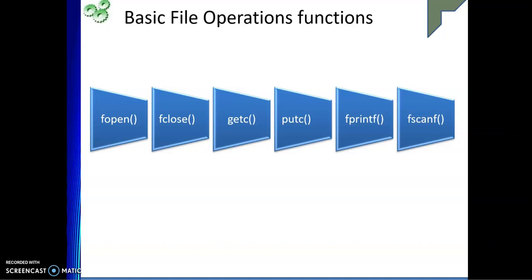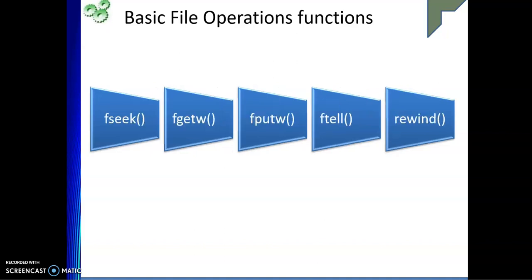We have getc and putc, in order to get a character from the file and put a character into the file. fprintf displays a string from the file itself, and fscanf is used to write something into that particular file. Okay, so having said this, we have fseek, so we can move to a particular position in the file. getw and putw are for numbers. ftell tells us the position, and we need rewind for the entire file.